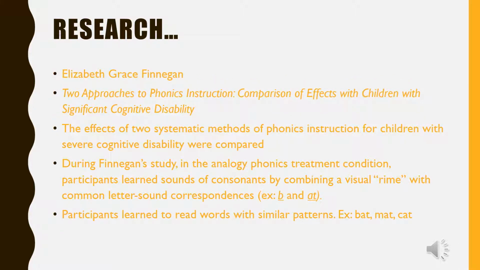A study was done by Elizabeth Grace Finnegan. The effects of two systematic methods of phonics instruction for children with severe cognitive disabilities were compared. During Finnegan's study, in the analogy phonics treatment condition, participants learned sounds of consonants by combining a visual rhyme with common letter sound correspondences. Participants learned to read words with similar patterns.